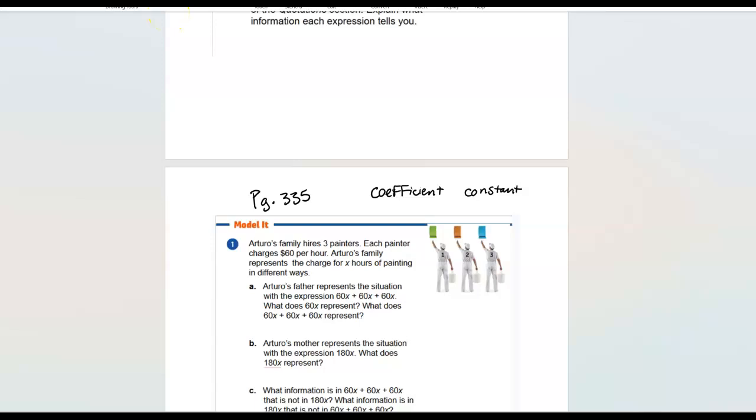And this should be on page 335 for notes 16.2. Find some empty space on the top of the paper, write coefficient and constant. Let's just discuss these real quick.